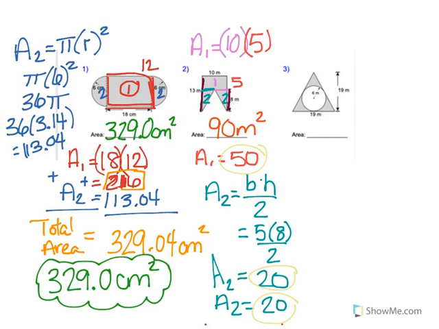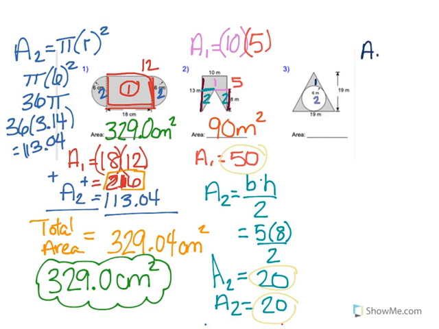Now number 3 is a little different. So you see that there is a circle that is not shaded. So we are going to find the area of that circle, find the area of the full triangle, and then subtract the difference because we only want to find out the shaded part, what that area is.